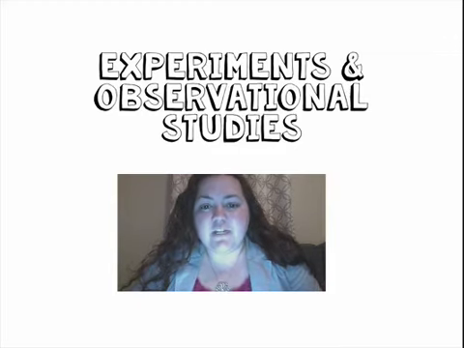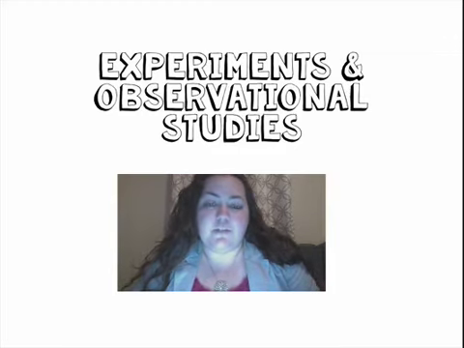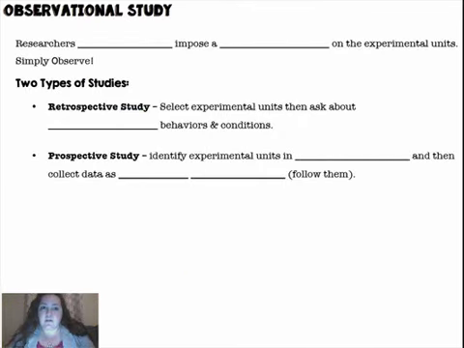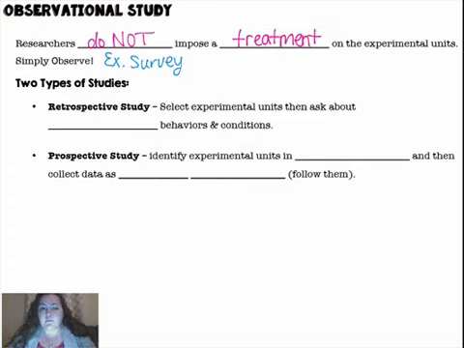Alright, in this video we're going to take a look at experiments and observational studies. An observational study is when researchers do not impose a treatment on the experimental units. All they're doing is simply observing. So an example would be like a survey.